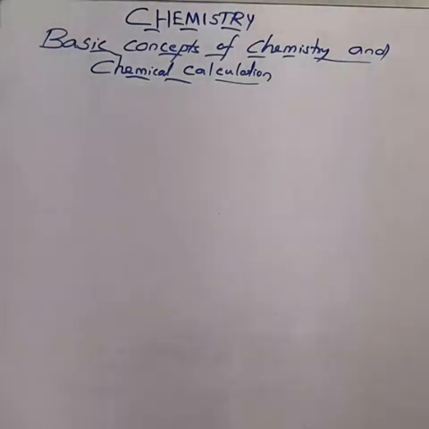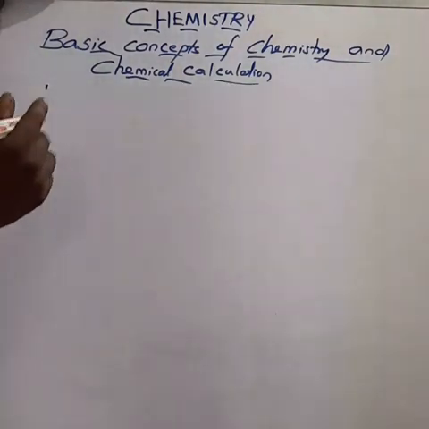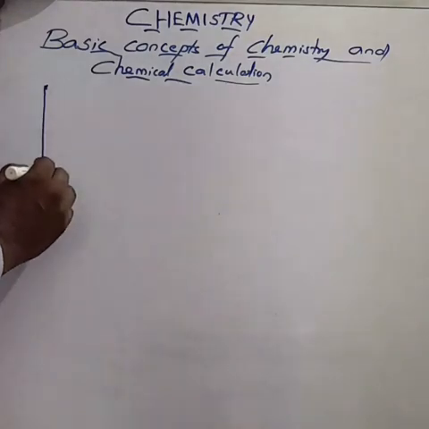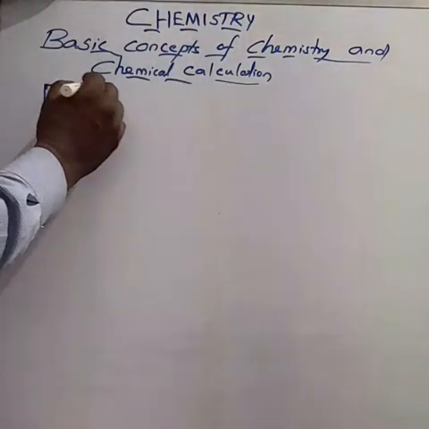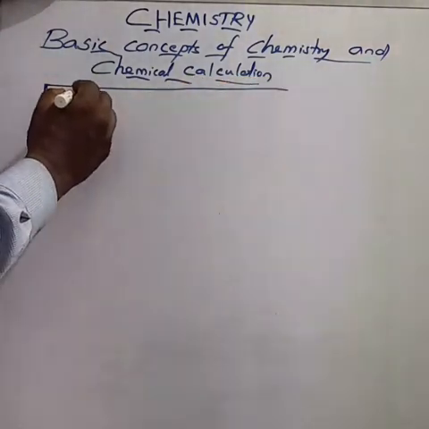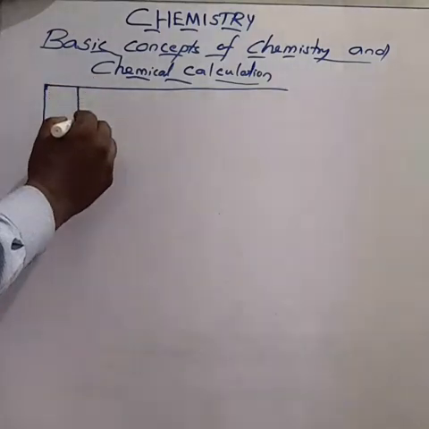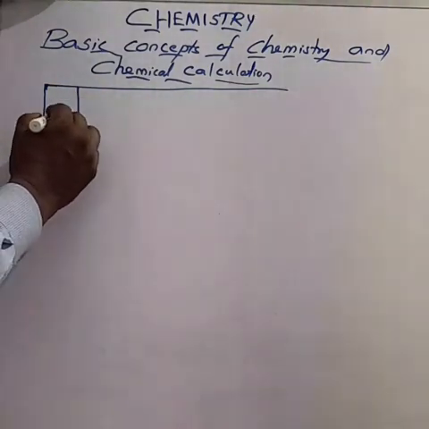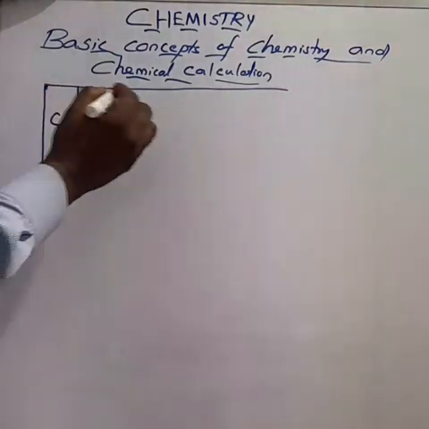This is the question. Before that, we have to make one tabular column. We have to calculate the empirical and molecular formula. For finding the empirical formula, we have to make one tabular column. Here, three elements' percentages are given. How much percentage? For example, carbon, hydrogen, and oxygen, three elements. First, I am taking one tabular column.